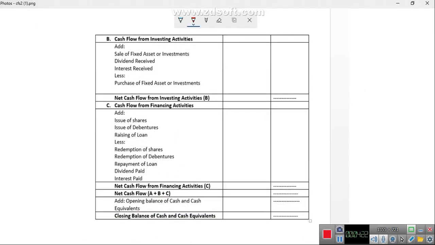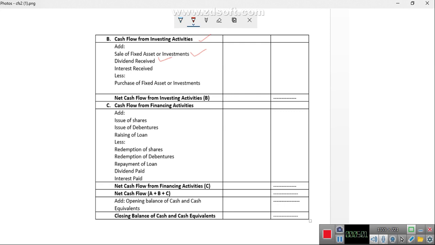Now B part, cash flow from investing activities. This is related with purchase, or you can say acquisition, or sale of any fixed assets or a fixed investment in a company. So in cash flow from investing activities, whenever there is cash inflow, add it. Whenever there is cash outflow, decrease it or subtract it. So in this, add if there is a sale of fixed assets or sale of long-term investments. Dividend received, add here. Why is dividend received to be added here? Because a company will receive dividend only if the company has invested somewhere.